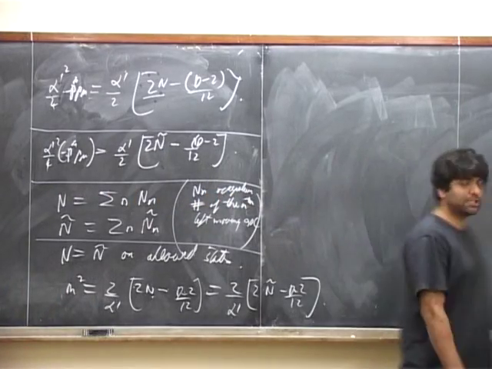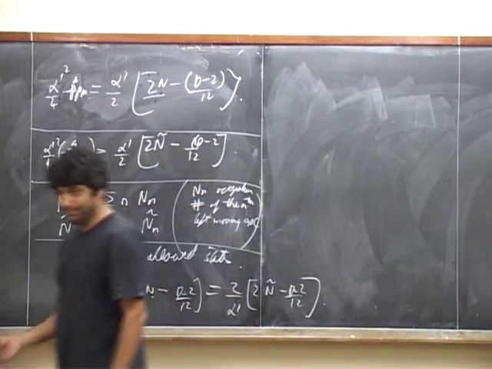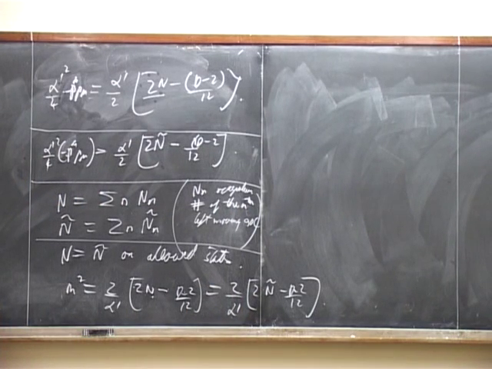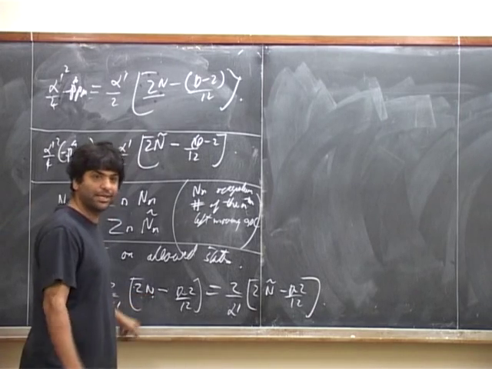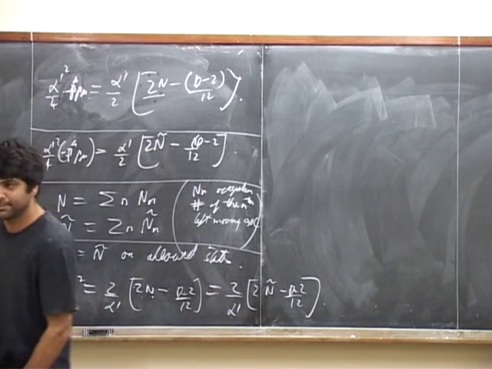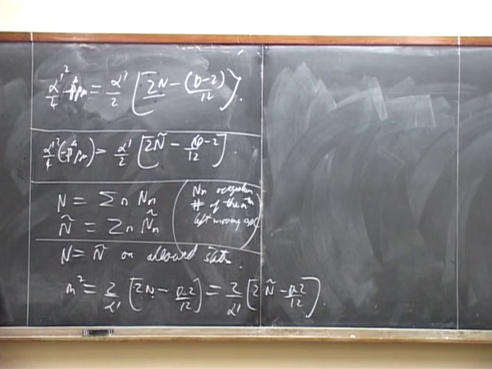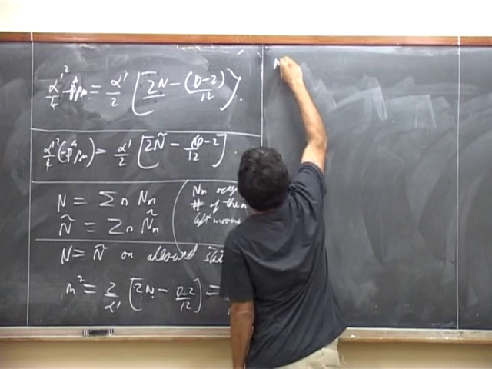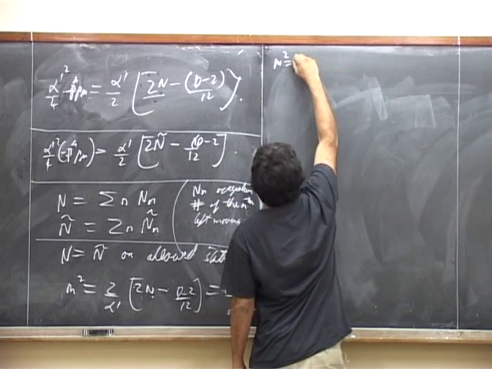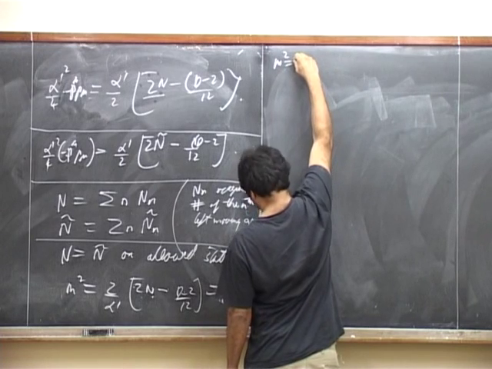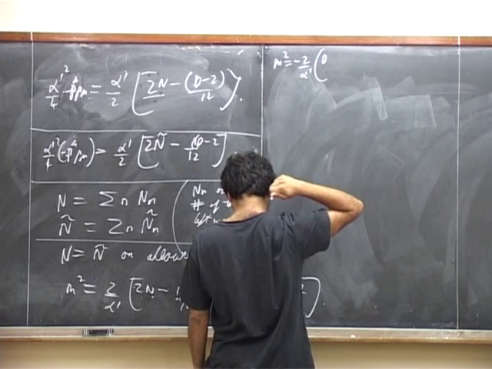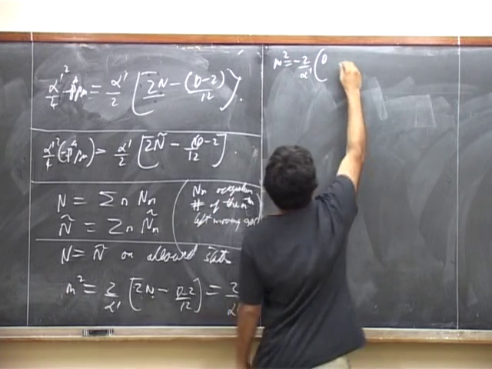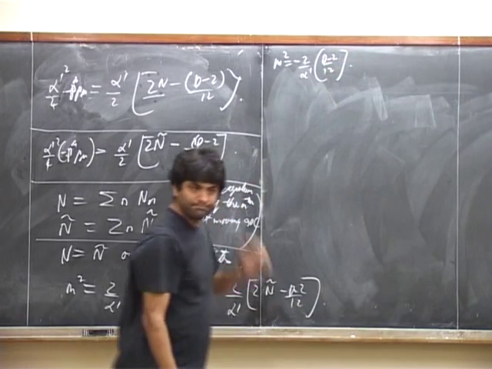Okay. Now, we've answered the question of what the highest mass is in the system. Now let's turn to the question of what is the lowest mass in the system. Well, we want the smallest value of n squared. Clearly, the smallest value occurs when n is equal to n tilde is equal to 0. None of the harmonic oscillators are occupied. In which case, we get m squared is equal to minus 2 by alpha prime times (d minus 2) by 12.